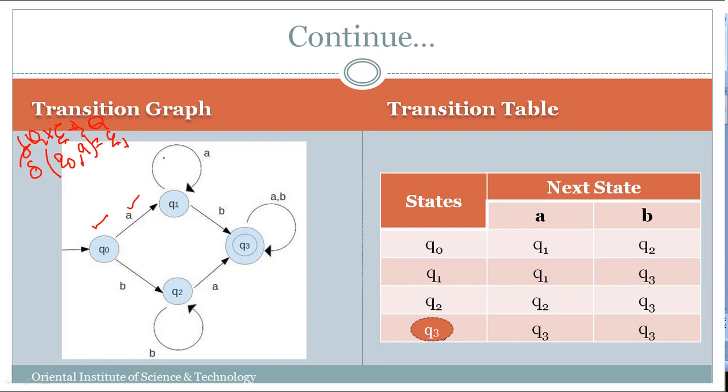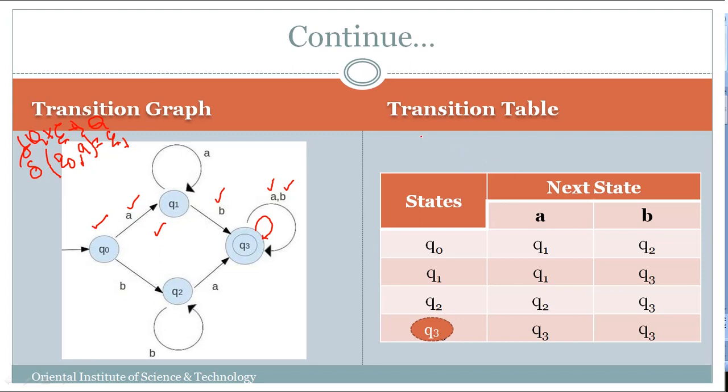Similarly, from state Q1 on input A we reach Q1, that means a self transition. On input B from Q1 we can reach Q3, which is the final state. See here it is a double circle, so it is a final state. There is a self loop on both inputs: if the input is A or B on state Q3, we can reach Q3, that means a self loop. So in this way we can design the transition diagram, or transition graph.